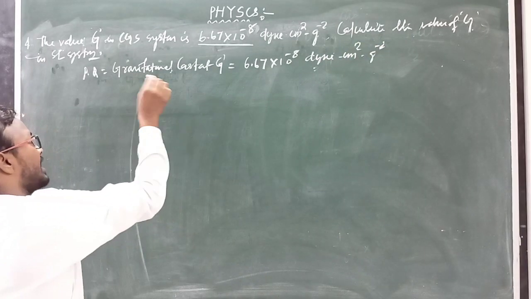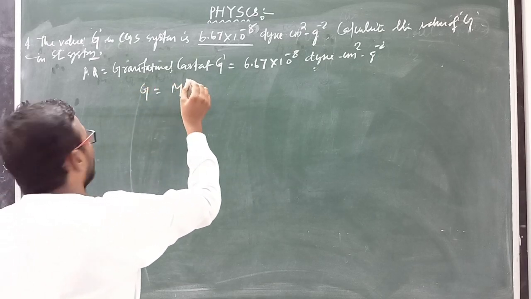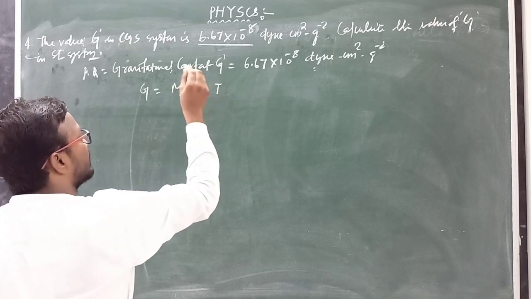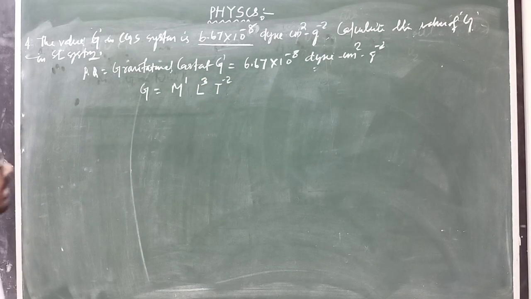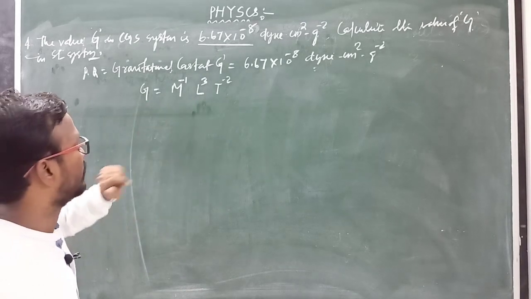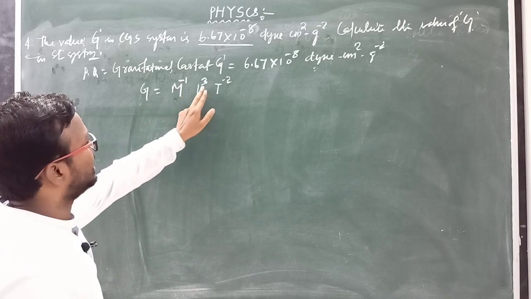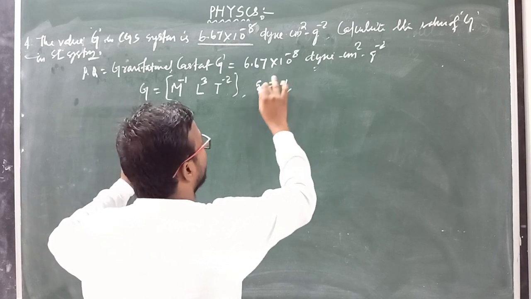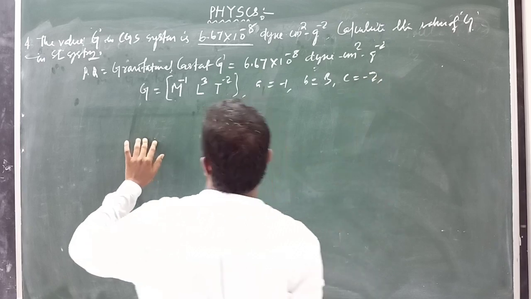But first we have to find the dimension of G. Its dimension is M minus 1 L3 T minus 2. You have to find the dimension of G first. Clear? Okay. We already have the dimension formula of G, that is M minus 1 L3 T minus 2, and here we can write A equal to minus 1, B is 3, and C is minus 2.